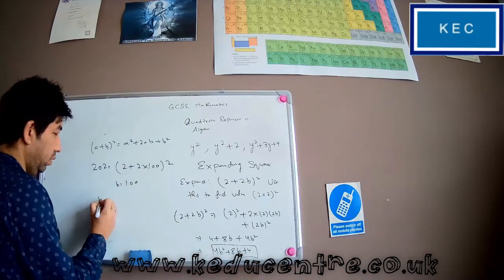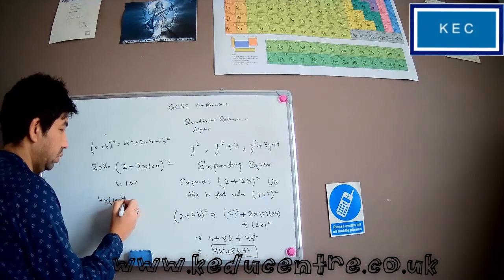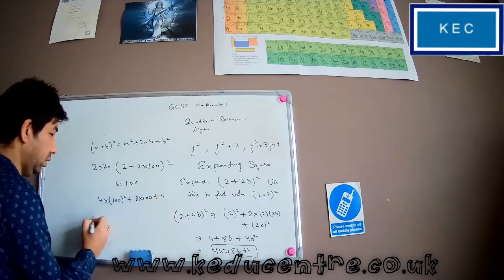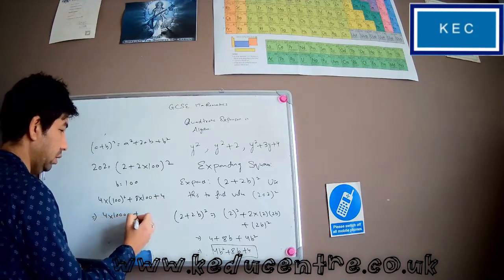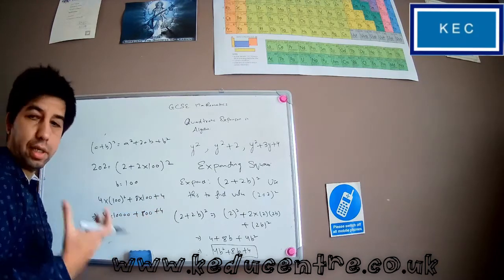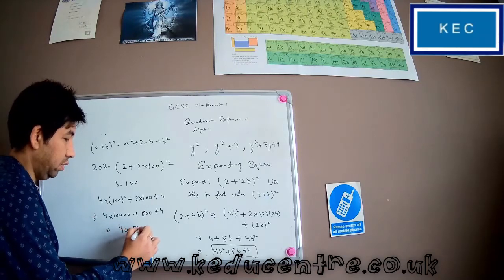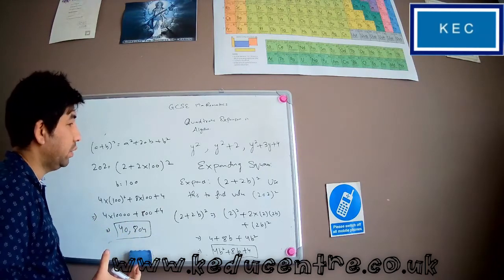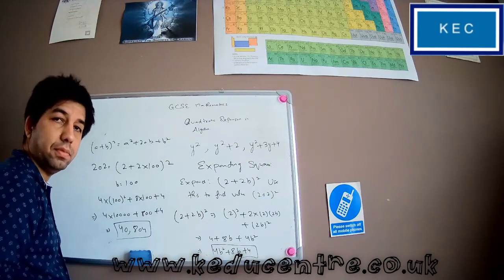So this will become 4 into 100 square plus 8 into 100 plus 4. So this will become what? 4 into 10,000 plus 800 plus 4, and the answer will be 40,804. Okay, so this is how we tackle these kind of questions while using expanding the square. I hope this is clear. Okay, thank you.